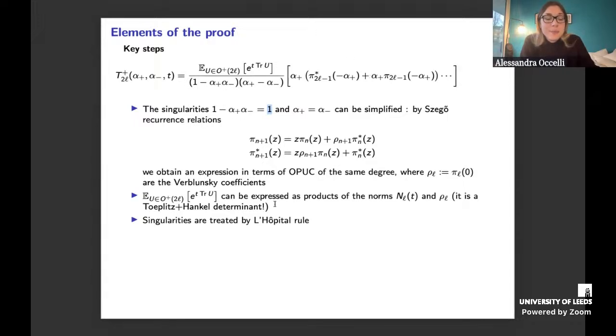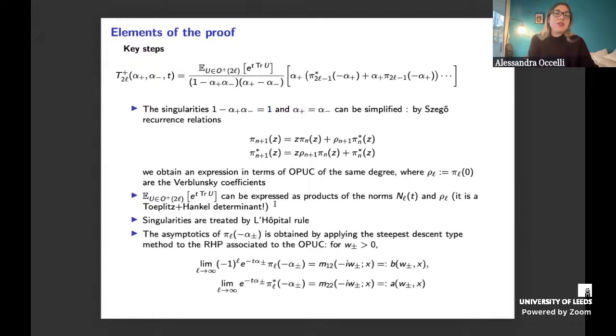And then what is left is just to perform the asymptotic analysis for the pi L and the norms of these orthogonal polynomials. And this is obtained by constructing a Riemann-Hilbert problem associated to these orthogonal polynomials on the unit circle.